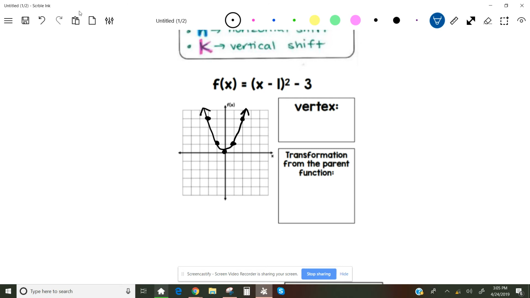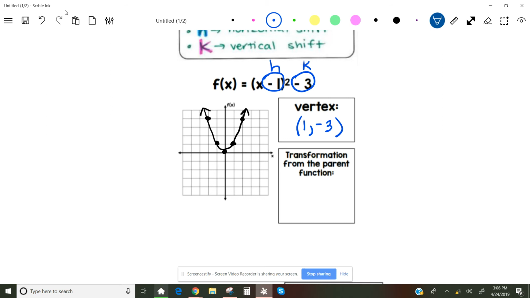So once we have our parent parabola, we can go ahead and start graphing the one that we have here. So remember, we're going to write our vertex. This changes into a positive 1, because that's our H. And then negative 3 stays the same. That's our K. So that's going to be negative 3. Please be sure to put it in parentheses because it is an ordered pair.